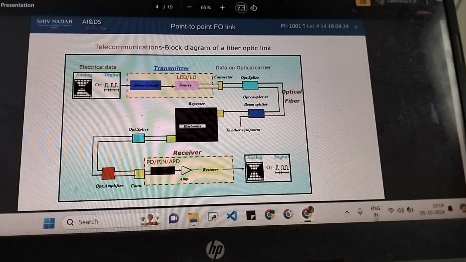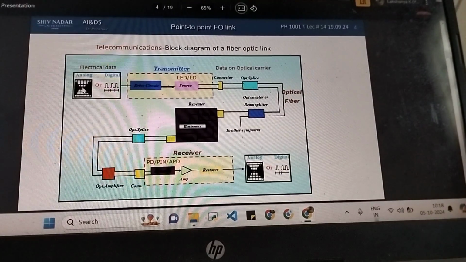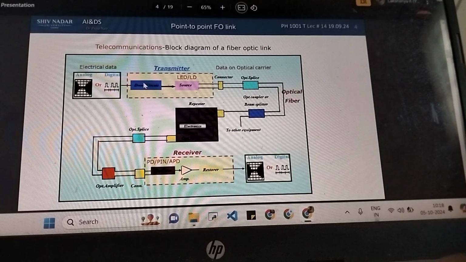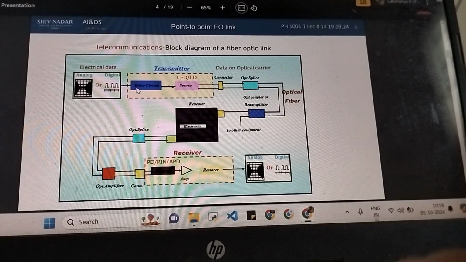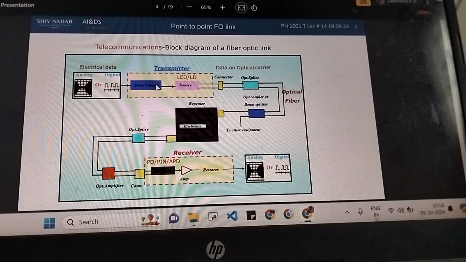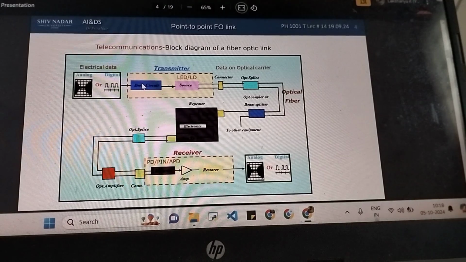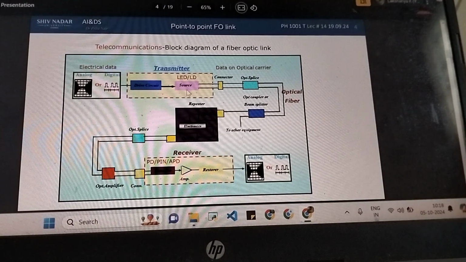So we start with the signals, which are present either as analog signals or digital signals. They are fed into a transmitter. The transmitter first contains a drive circuit. This drive circuit takes these analog or digital signals and feeds them into a light source.